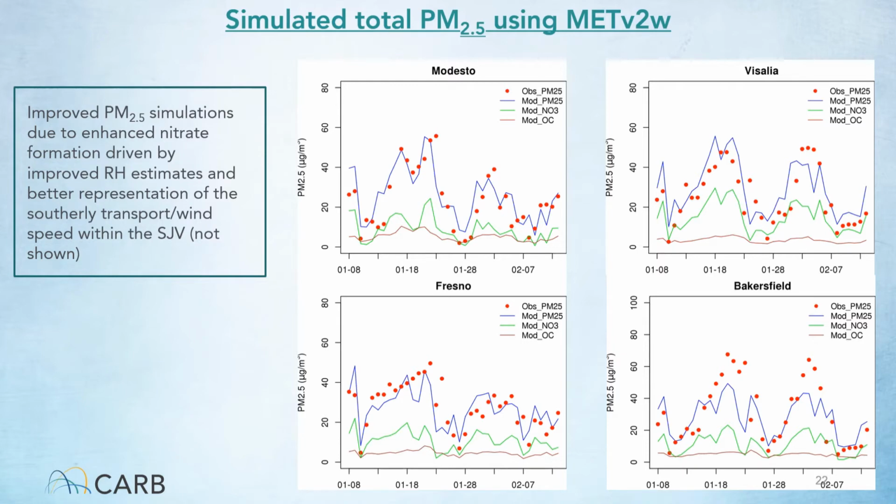Similar to the previous slide, this slide shows the impact of the second meteorological model run on the formation of PM2.5 at these four stations. When we compare the results, we see improved PM2.5 simulations due to enhanced nitrate formation, which is driven by improved relative humidity estimates and better representation of the southerly transport of wind speed within the San Joaquin Valley.